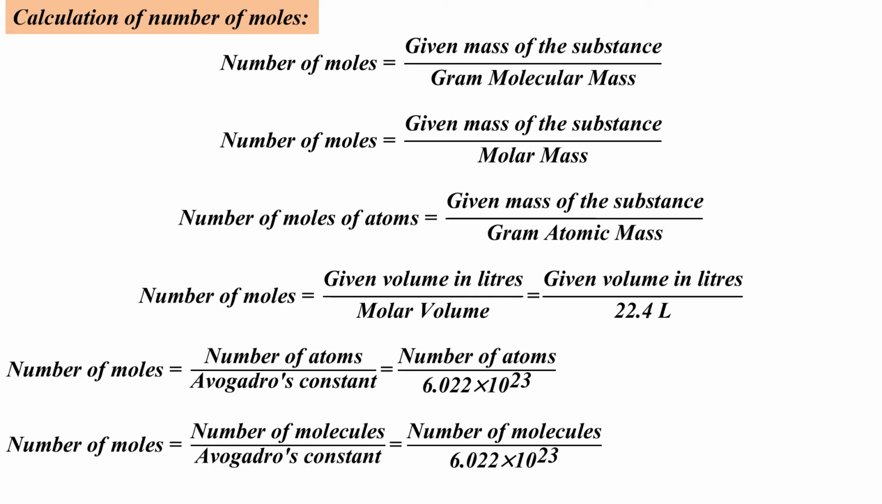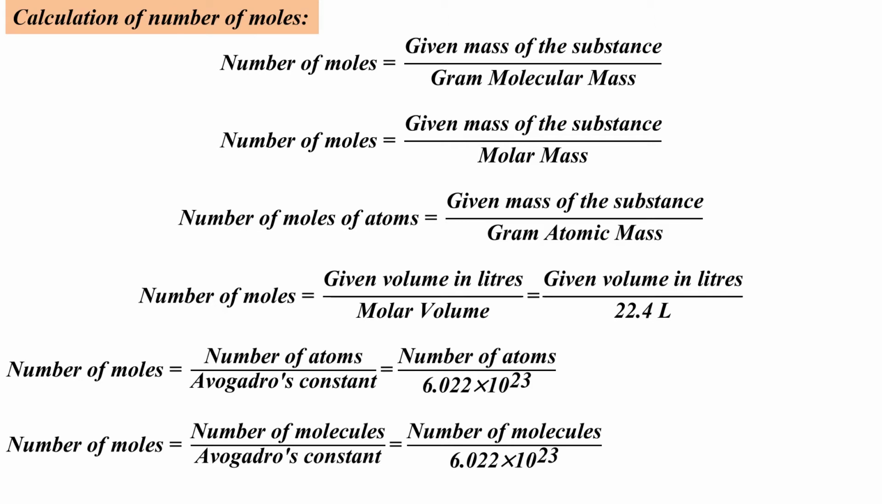Number of moles equals given mass of the substance divided by gram molecular mass. You may use this formula if your substance is a molecule. That's why you have gram molecular mass in the denominator. The formula number of moles equals given mass of the substance divided by molar mass may be used as well. Here the molar mass in the denominator is the same as gram molecular mass.